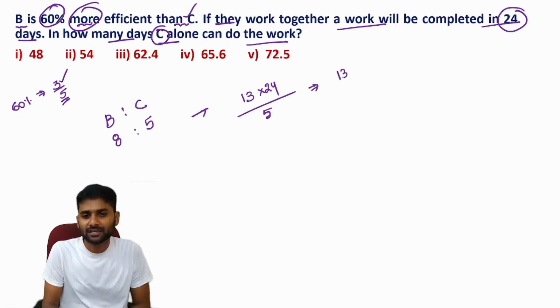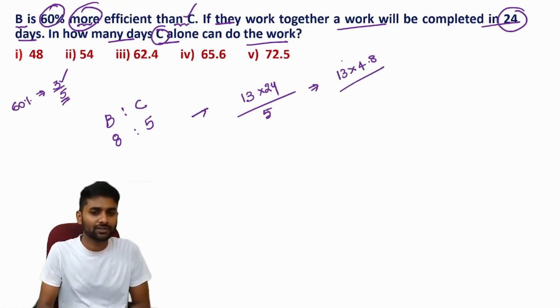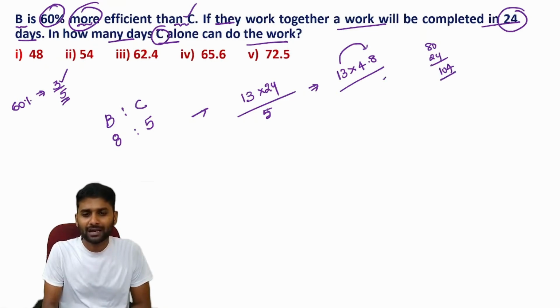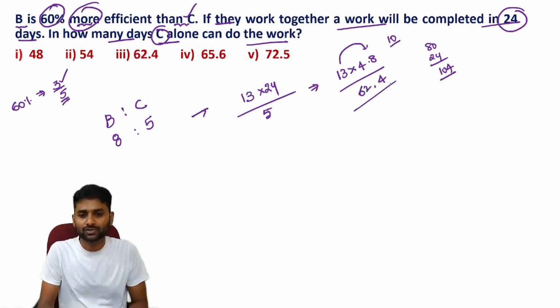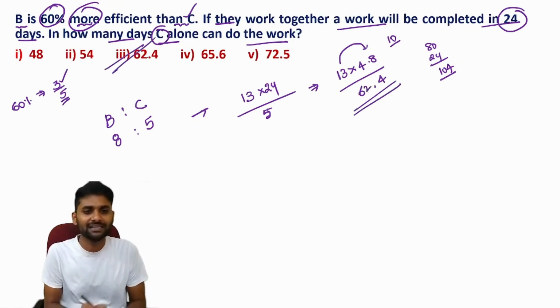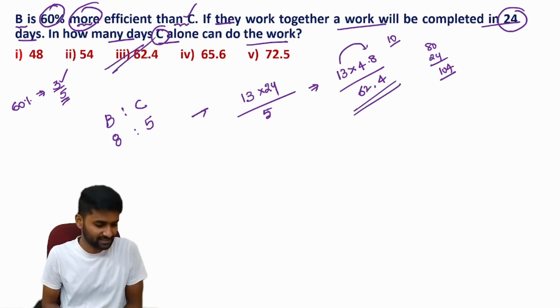Now see, 13 is multiplied, 5 becoming 24 is exactly equal to 4.8. Let's go through the further multiplication. So 13 into 8, guys, 10 into 8 is 80, 8 into 3 is 24, then it becomes 104. Let's take 4 here, 10 is carrying over. And 10 into 4 is 52 plus 10 is equal to 62. So the work will be completed in exactly 62.4 days.